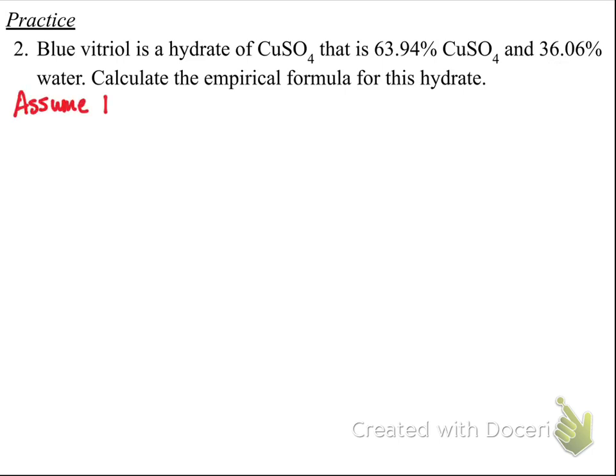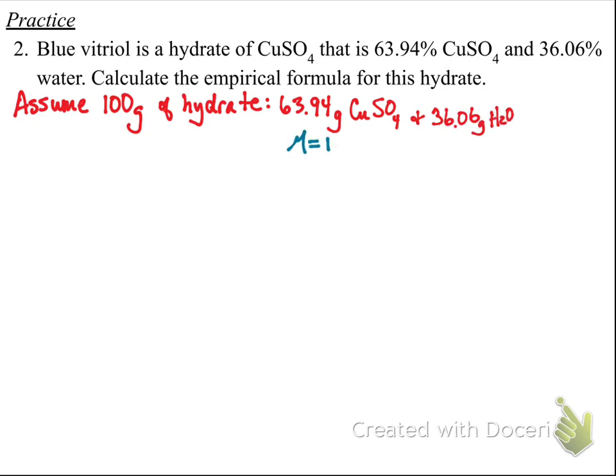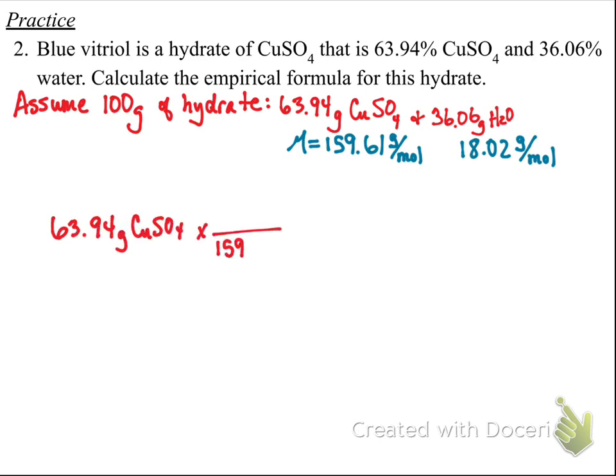So what we're going to do here, just like we did with empirical formulas, is assume that we have 100 grams of the hydrate. And that allows us to think of our data in grams. So now we're going to have 63.94 grams of copper sulfate and 36.06 grams of water. We're going to need the molar masses of both of these, so I've written those down. And then we're going to use that to convert grams to moles.